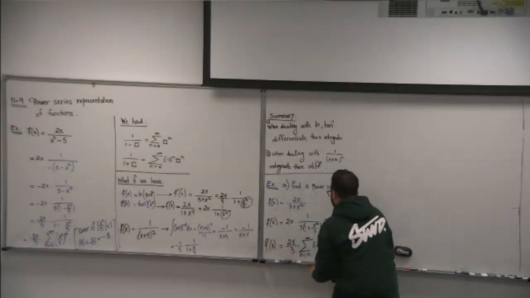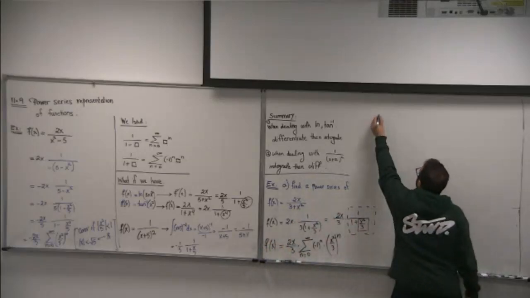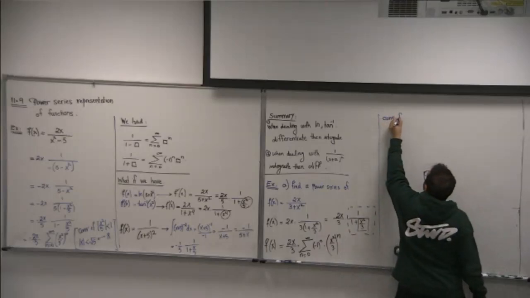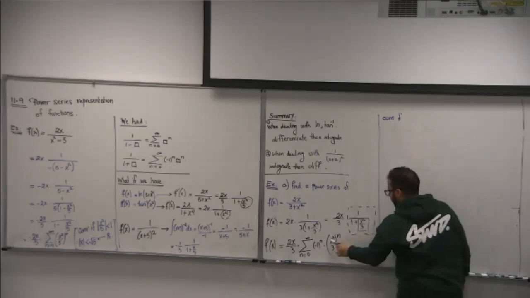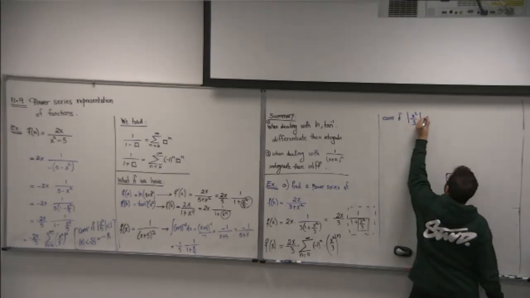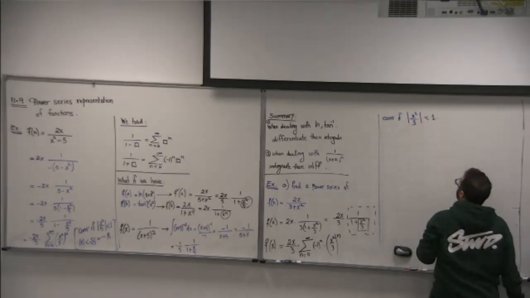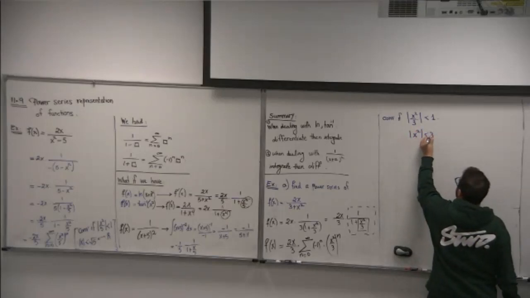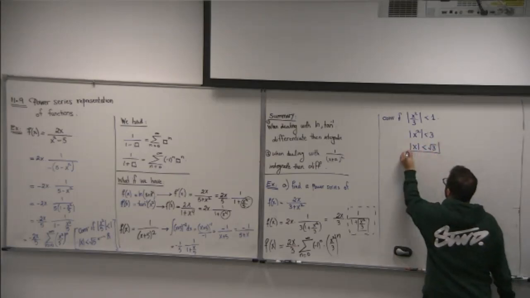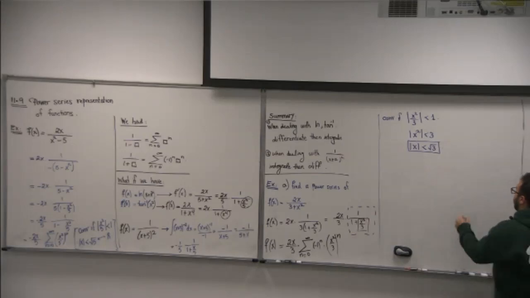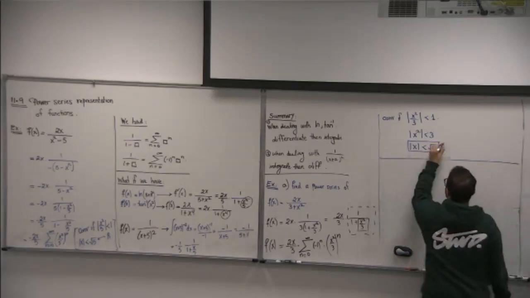And what's the radius of convergence? Let me write it. This converges if the guy inside the box, in absolute value, is less than 1. Multiply by 3. Take the square root. That's it. This is the radius of convergence. Root 3.